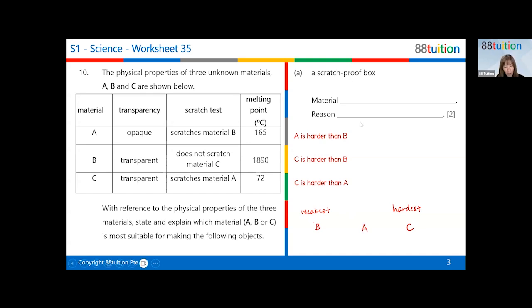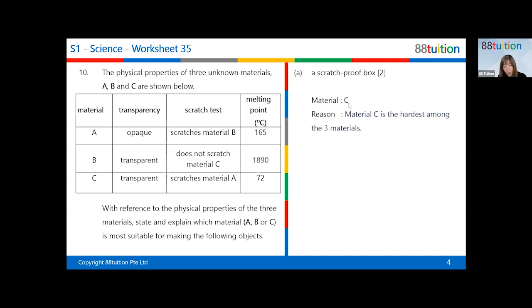If you want to make a scratch-proof box, what do you think is a suitable material here? Quite obvious already, isn't it? You want something that is scratch-proof, cannot be scratched at all. So it has got to be something that is the hardest. When you choose the material, you choose C. Reason: it is the hardest amongst the 3 materials. So out of these 3 materials, we can only choose C.